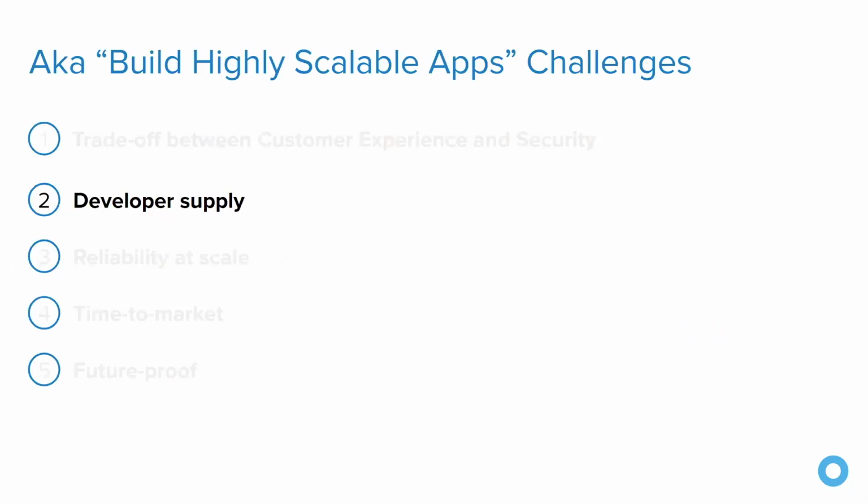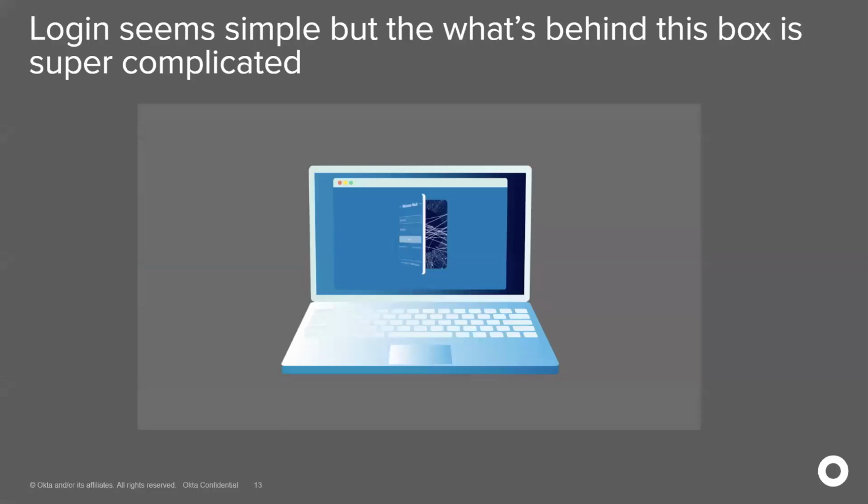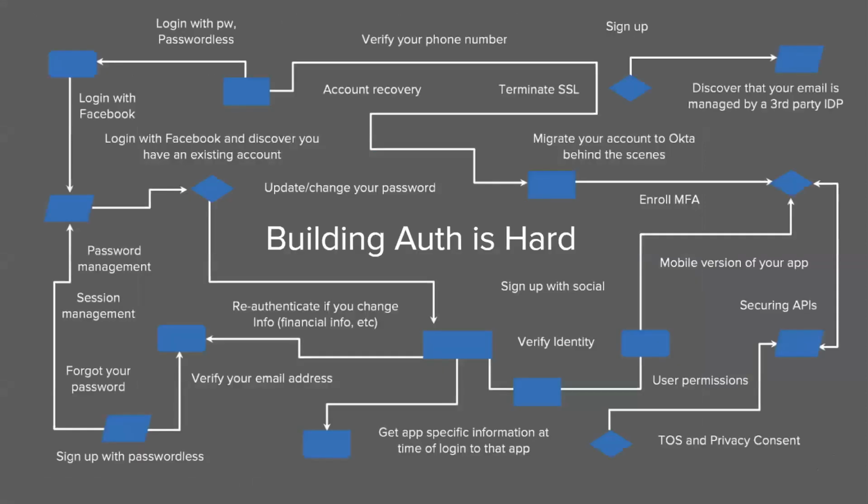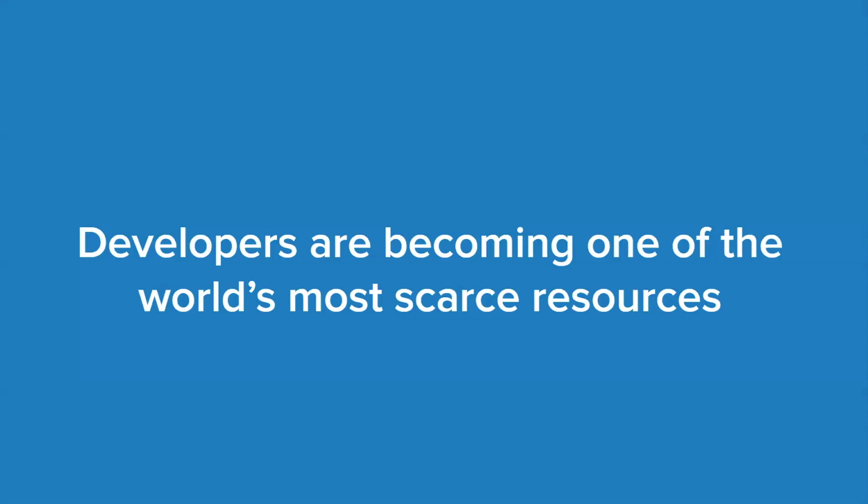The second challenge is developer supply. Because at first, when you look at the login page, it might seem simple, but what's behind this box is actually very complicated. Building authentication is hard. You can see different examples on this slide: account recovery, setting up a password recovery process, verifying the email address, setting up social authentication. This is hard, and it does require developers, right?